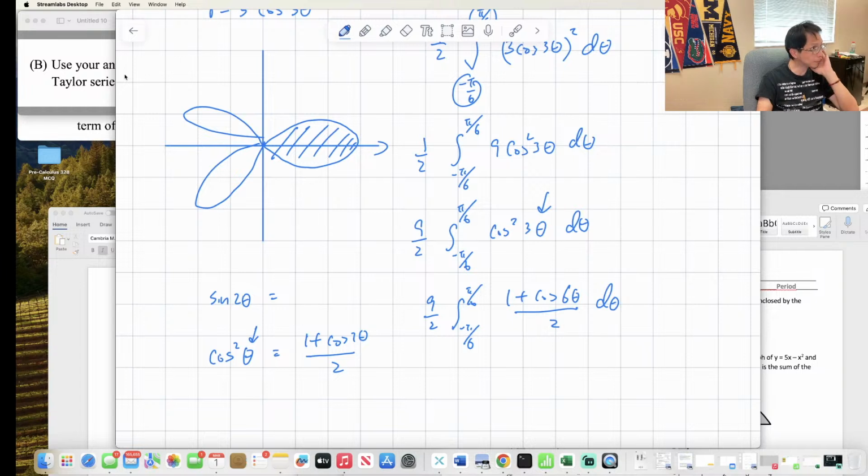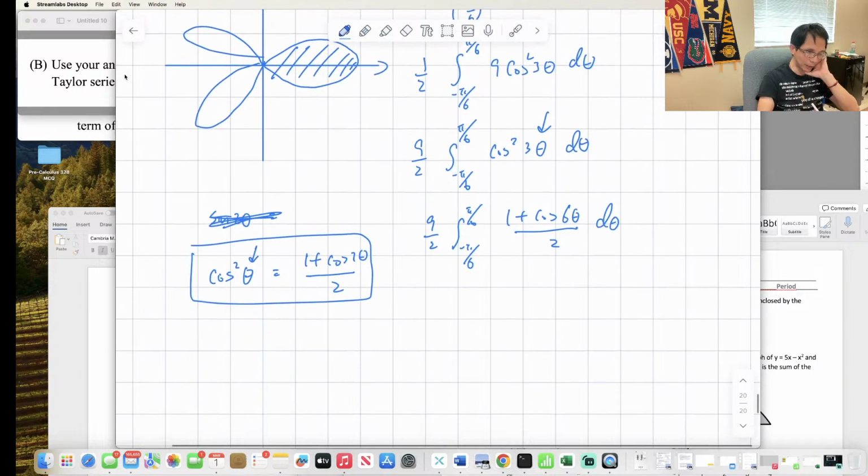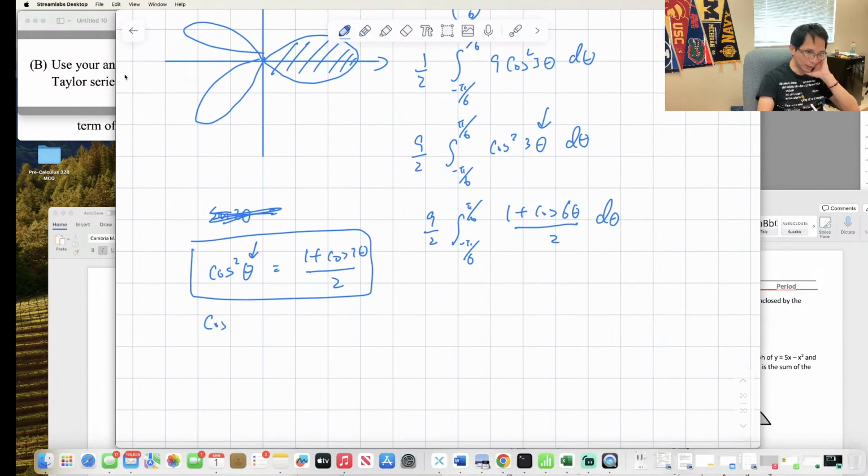Is that okay? So what was the point of the sine 2 theta? No, don't worry about this. I read it wrong. This is power reducing. So I'll write it down just in case that doesn't make sense. If I have cosine squared of 3 theta here, then that's going to be 1 plus cosine of 6 theta, because you double this.